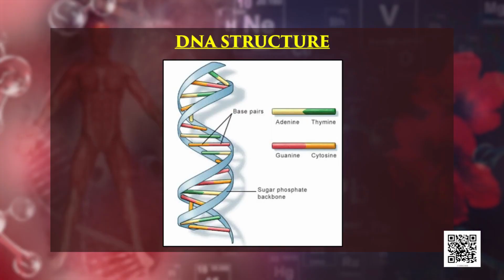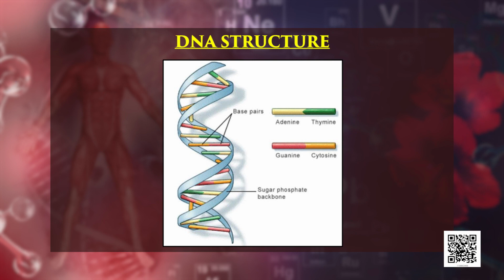J.D. Watson, an American biologist, and F.H.C. Crick, an English physicist, in 1953 suggested a model to explain DNA structure. They were awarded the 1962 Nobel Prize for this work. Let us try to understand the DNA structure.